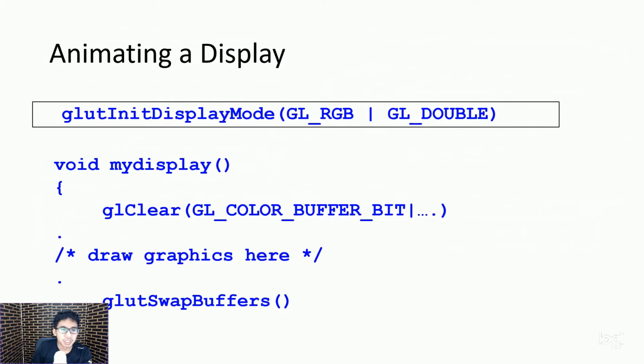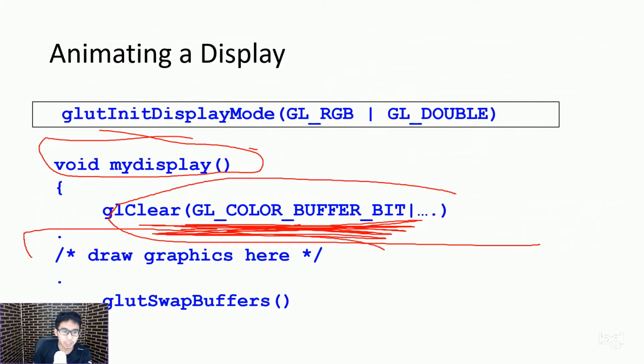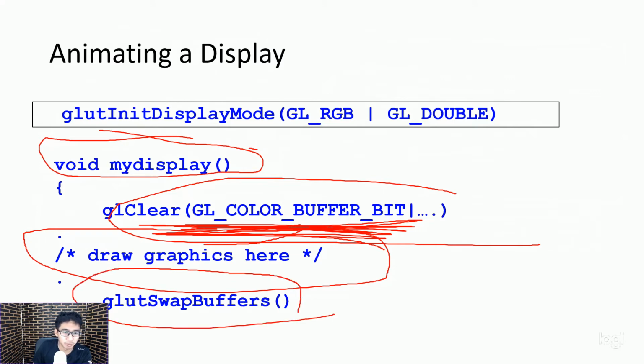So animating a display. In GLUT init display mode, you declare GLUT double. GLUT double is the double buffer. This is my display function. You have GL color buffer bit, which clears the color, so you clear the screen, and then you draw the graphics here. This is where you draw the object, vertices, and so on. Then you declare swap buffers because you're using a double buffer. So with swap buffers, you swap between the buffers.